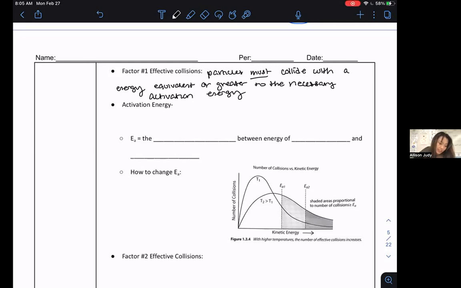And activation energy is defined as the minimum amount of kinetic energy required to have a reaction occur, to initiate or activate a reaction.